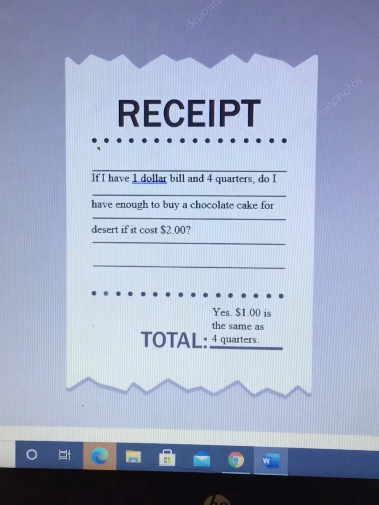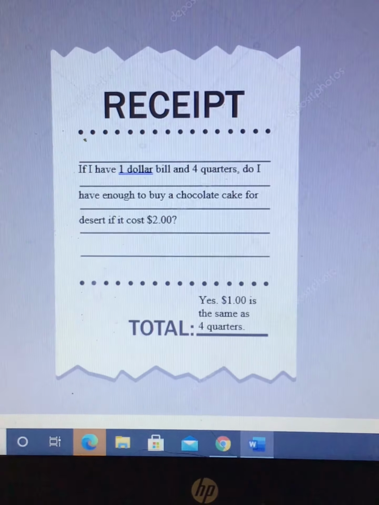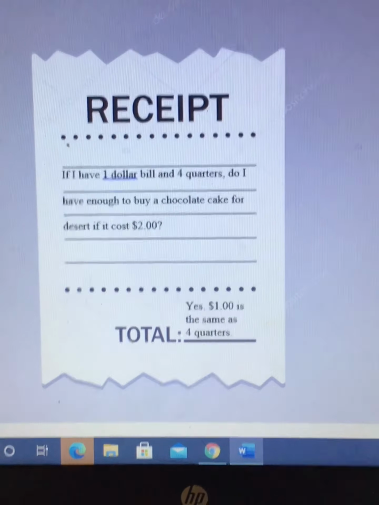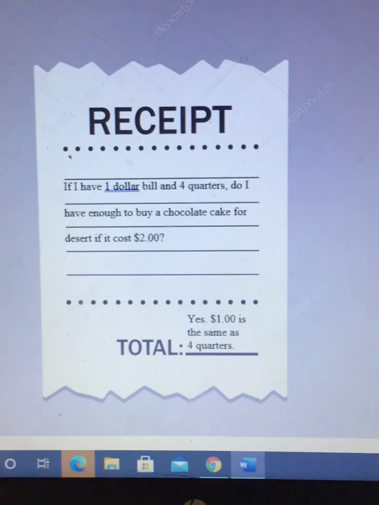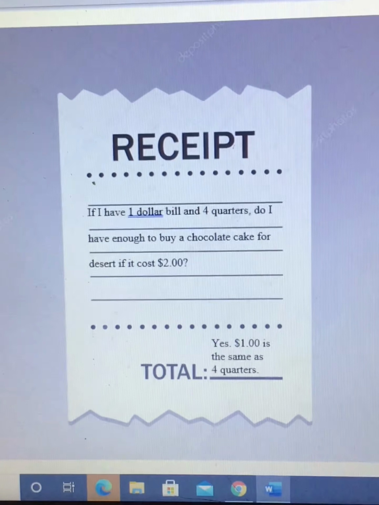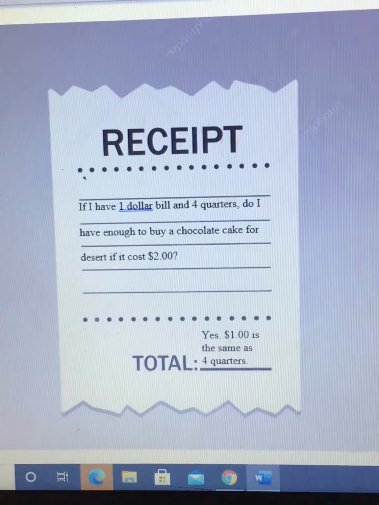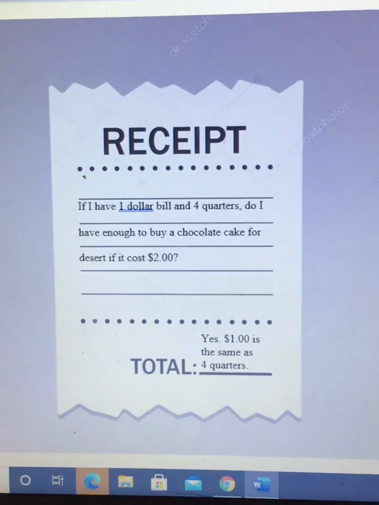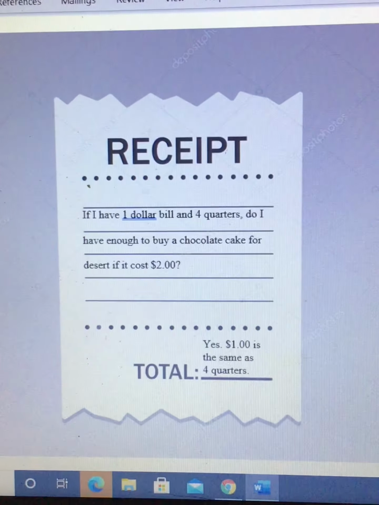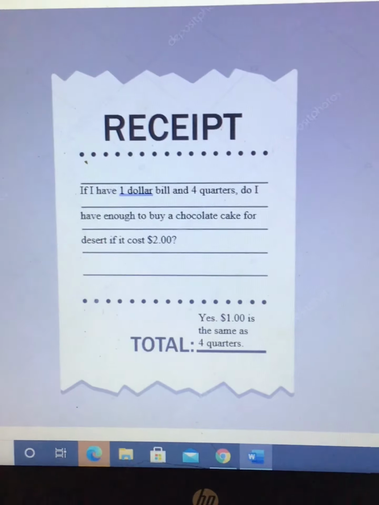Okay, here is the exit ticket for today. If you were in class, it was already printed out and on your desk, you guys just fill it out. The total will be blank. It says, if I have $1 bill and 4 quarters, do I have enough to buy a chocolate cake for dessert if it costs $2? I wonder. Go ahead and give me your answers. There's mine. Go ahead and tell me if you guys thought something different and why.